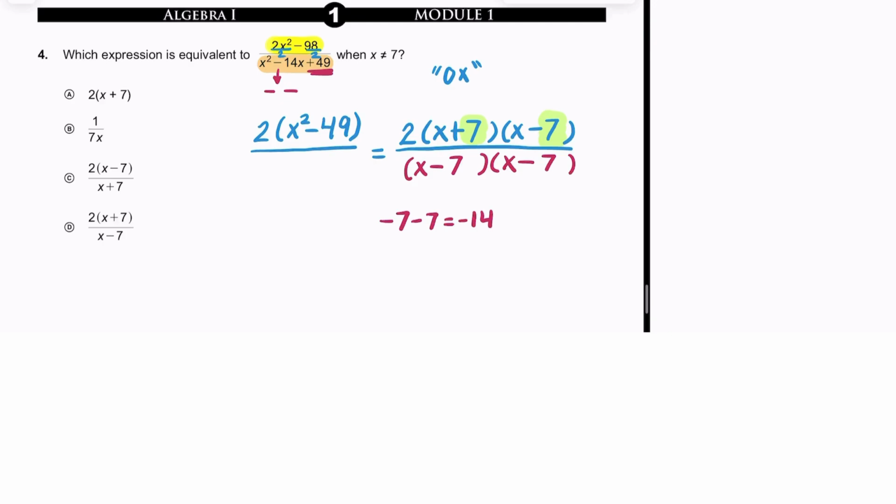And so now we're looking for common factors. And I see that this x minus 7 and this x minus 7 are the same. And so they will simplify because x minus 7 over x minus 7 will go to 1. And once we simplify or cross out those x minus 7s, we are left with D as our final answer.